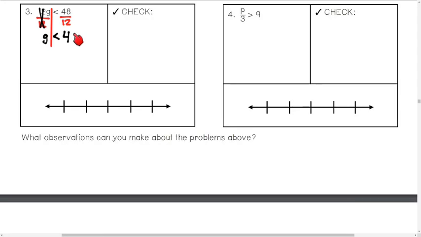I then choose a number that's less than 4. I'm going to go ahead and pick 3. G equals 3. I rewrite my problem, but instead of writing g here, I'm going to write 12 times 3.